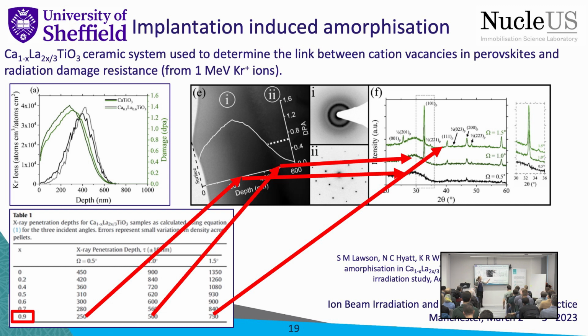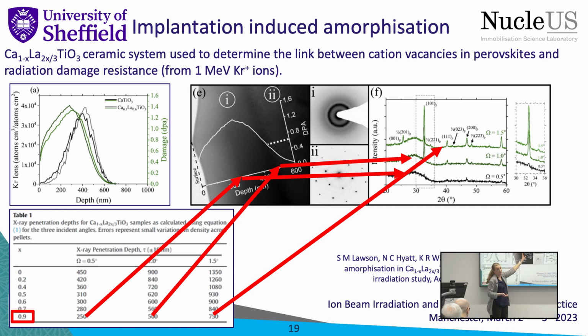So what Seb did then was to look at the damage in this material, but using the grazing incidence XRD, and choose different penetration depths, so choose different angles to probe at different depths below the surface, and this is what we can see here. So at 250 degrees C, at 250 nanometers, which corresponds to a depth of here, which we know from our electron diffraction pattern is amorphous, our X-ray diffraction pattern is amorphous. Awesome.